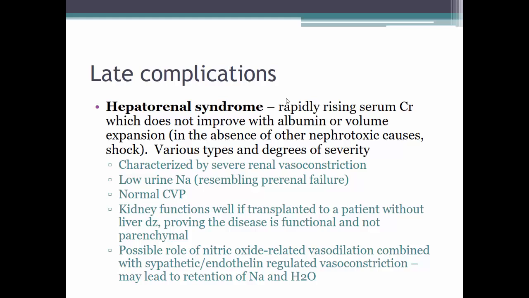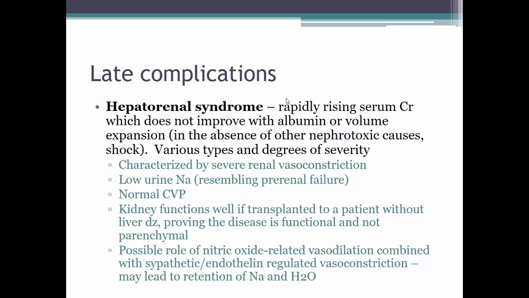So once renal failure is established, patients could progress to severe renal insufficiency. So basically, it's characterized by rapidly rising BUN and creatinine that does not improve with volume expansion. The patients try to auto-regulate first by vasodilation, shunting away blood to the main organs due to central hypovolemia, but the late stage is characterized by severe renal vasoconstriction, low urine sodium, normal preload, which is central venous pressure.